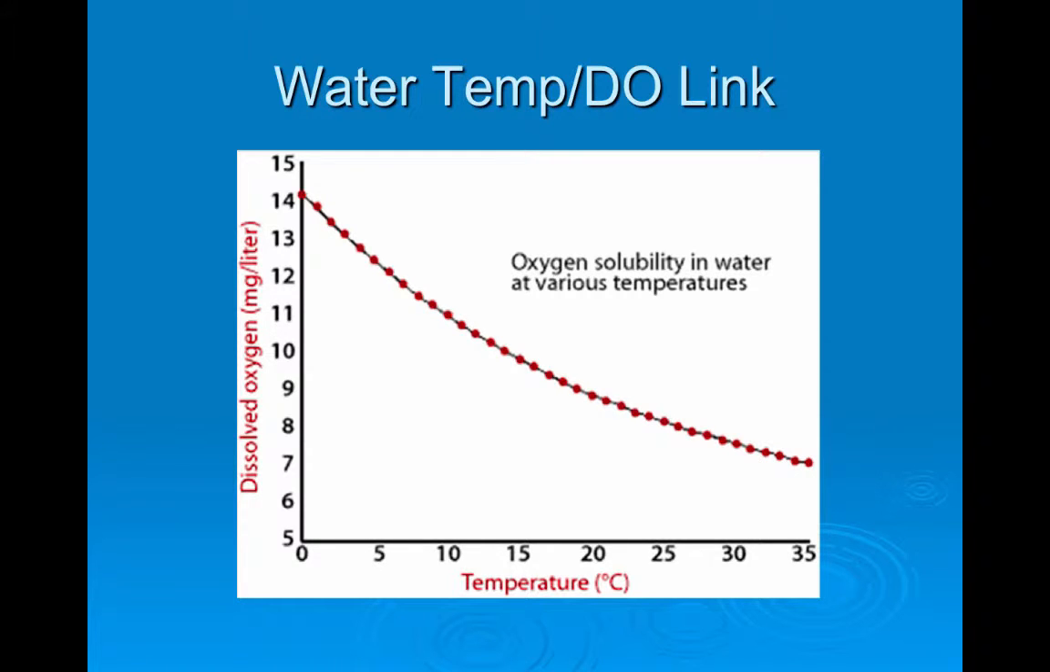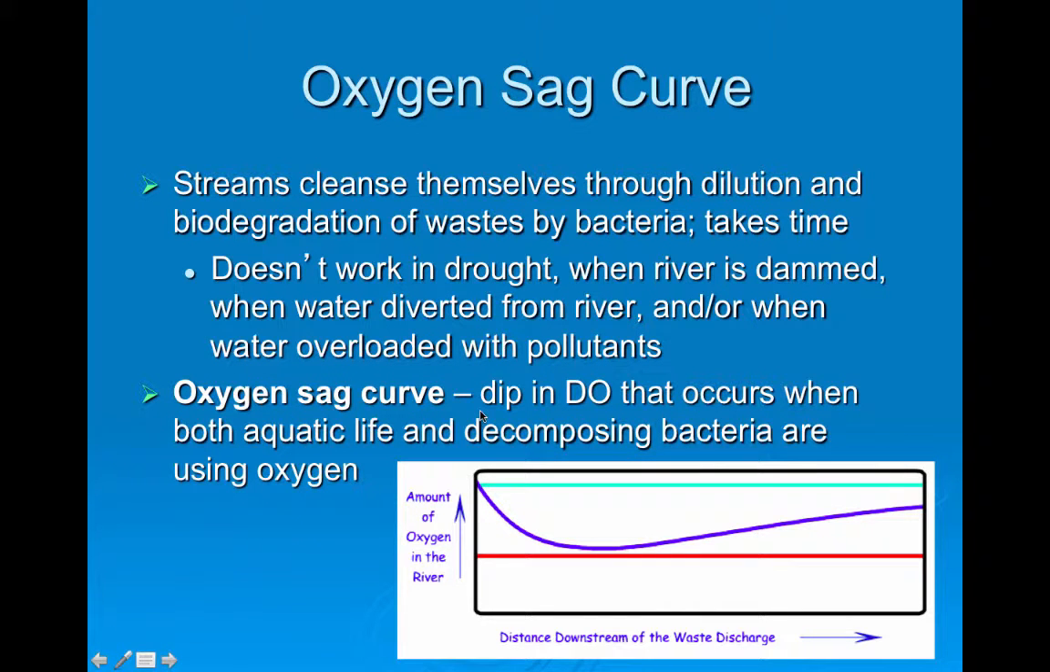All right, there is a link between water temperature and dissolved oxygen. The warmer water gets, the less dissolved oxygen it can hold, and conversely, the colder water gets, the more dissolved oxygen it can hold. This becomes more important when we start talking about climate change and our oceans getting warmer, the implications being the warmer the water gets, the less oxygen it can hold, and thus you're going to start seeing more fish kills.